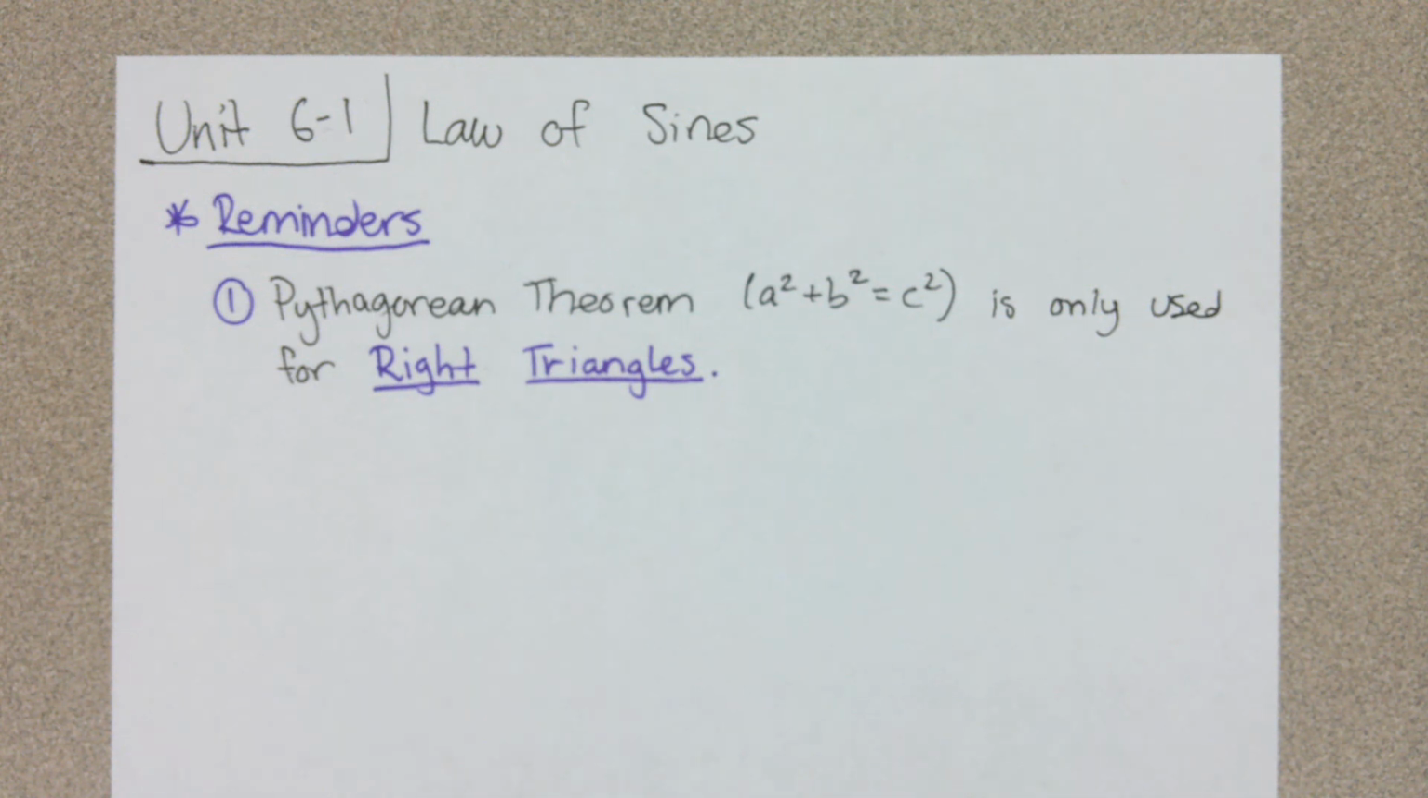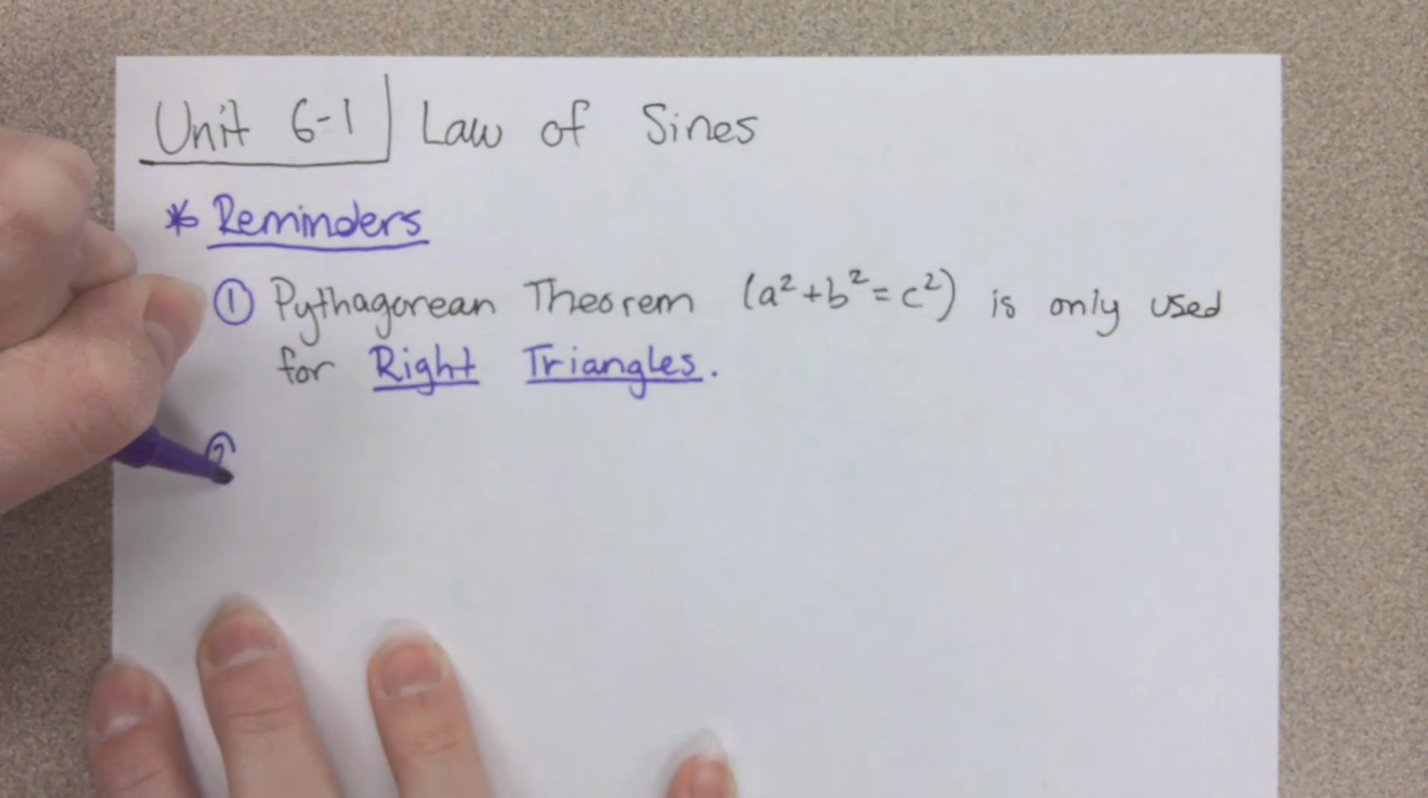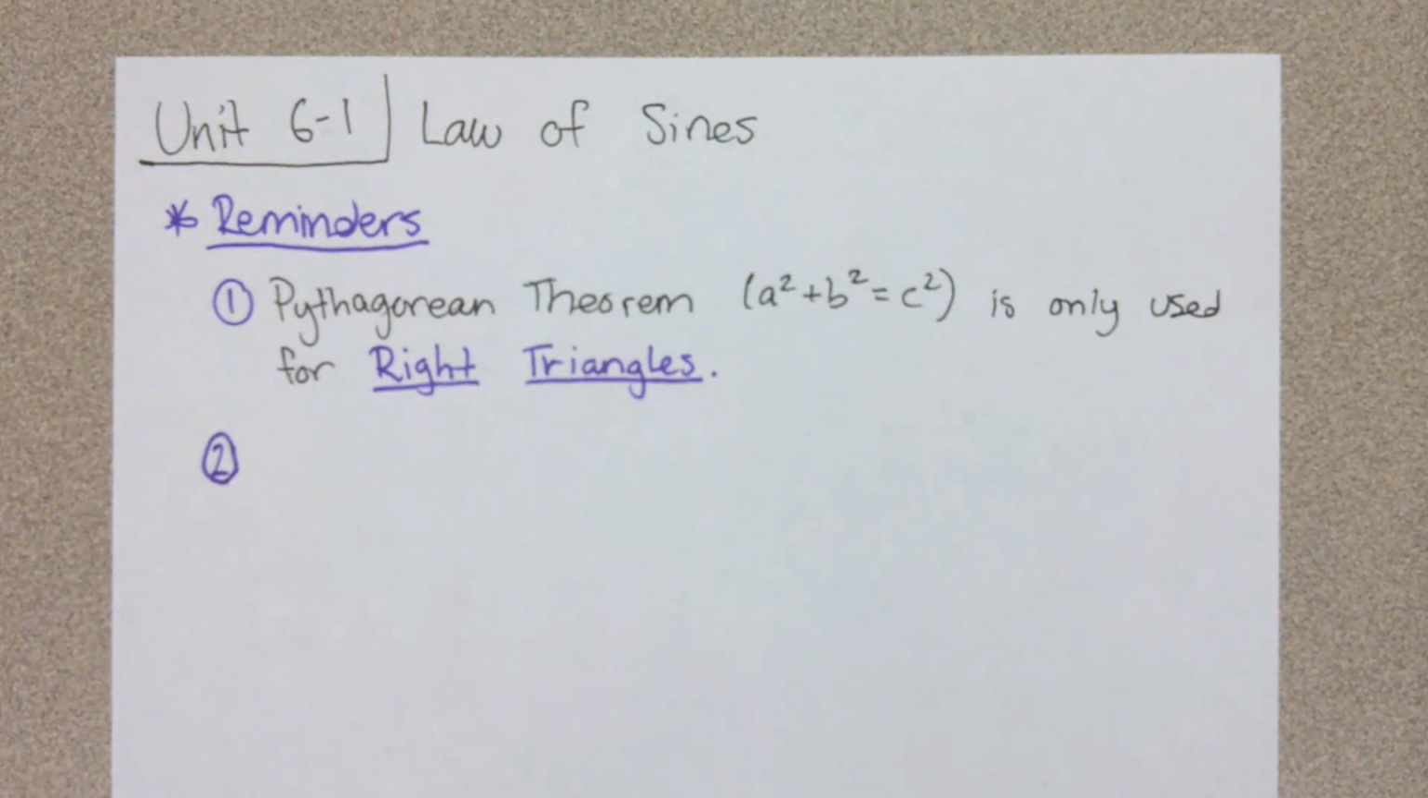And I want to establish that because none of the triangles we're going to do today are right, so you can't use the Pythagorean theorem. If I could, that would be what I would do because it'd be a lot faster, but not an option today. Second one, this one's really important. It's one of the biggest concepts to come out of geometry class.